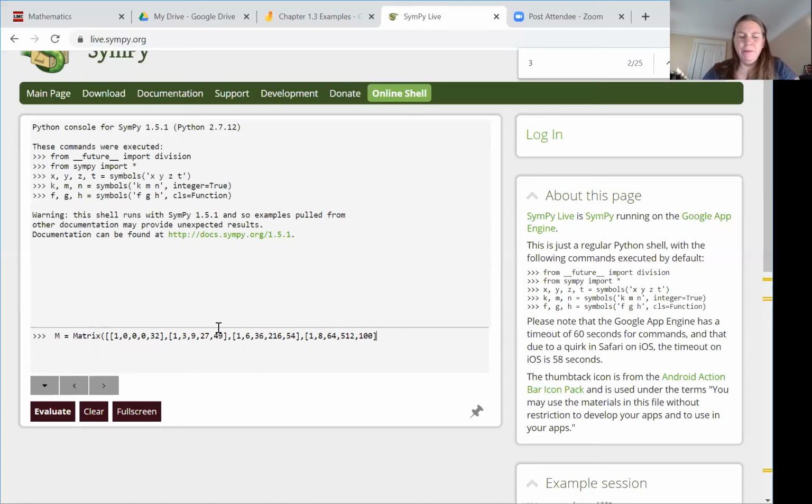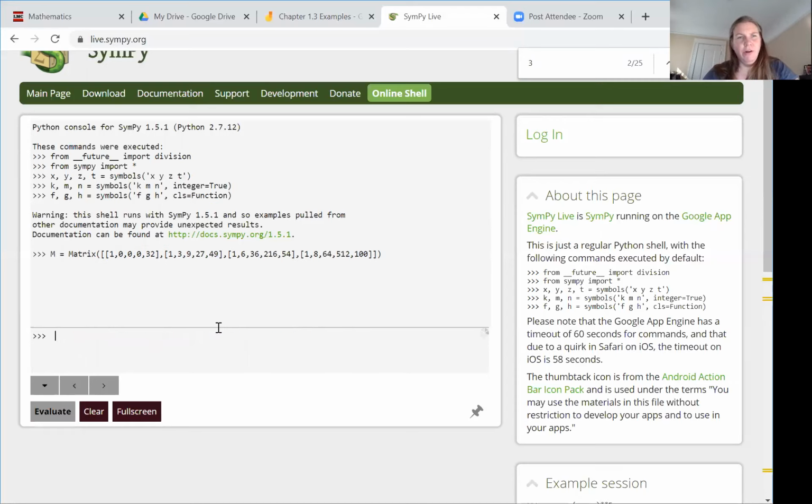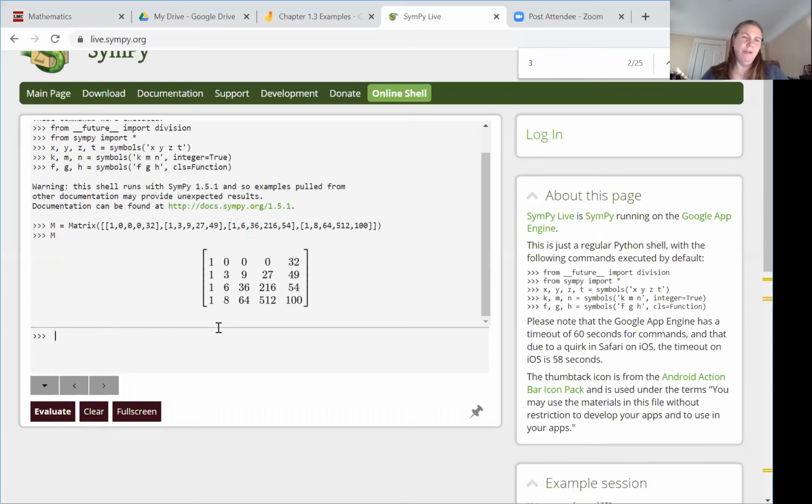If you hit enter and make a mistake, SymPy will tell you your error message. So I need to close off my matrix with a single bracket and then parentheses. If I hit enter, it looks like it accepts my matrix okay. I can check by typing M, and here pops up my matrix. And that looks just like the matrix that I calculated with the polynomial equations.